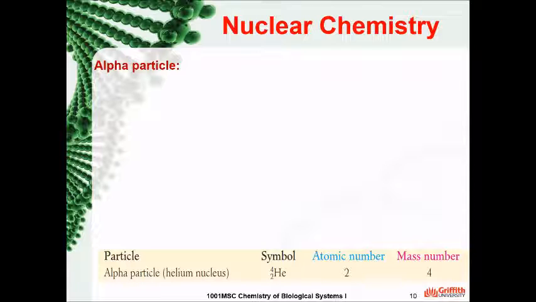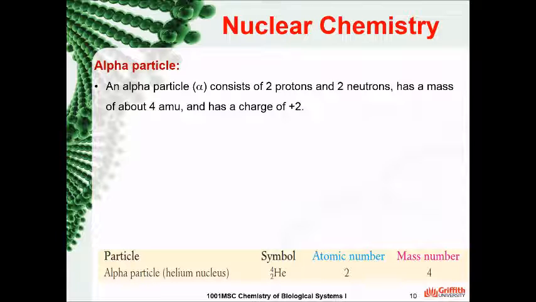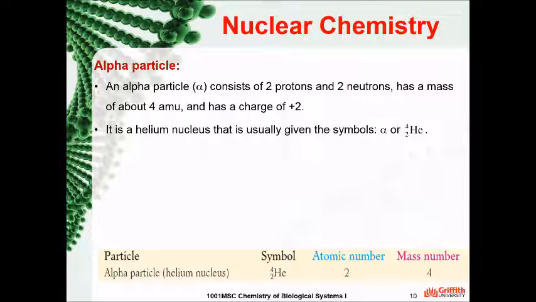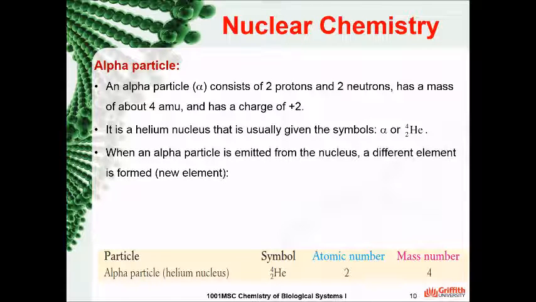As we mentioned earlier, radioactive elements emit different types of particles or rays. The first type we will cover are alpha particles. An alpha particle consists of 2 protons and 2 neutrons and has a mass of about 4 AMU and a charge of +2. An alpha particle has a structure similar to a helium nucleus and is usually given one of the following symbols: the Greek sign alpha, or 4/2 He.